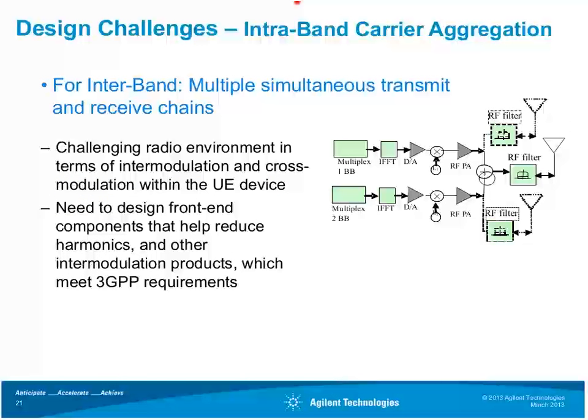For intra-band carrier aggregation, the major challenge for the UE is it has to have multiple transmitter and receiver chains being operated simultaneously. So here are the 2 different chains. When you have multiple transmit and receive chains operating within one device, it creates a very challenging radio environment in terms of intermodulation and cross-modulation.